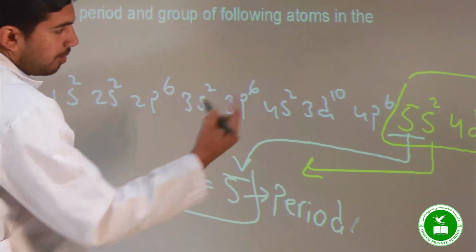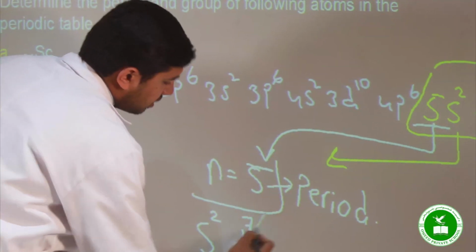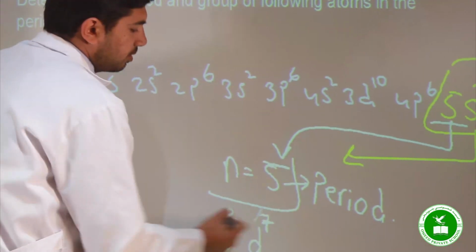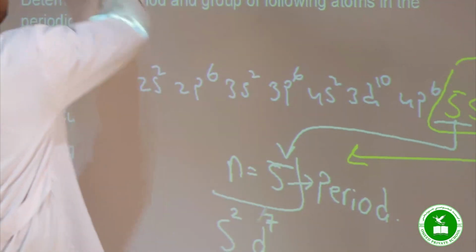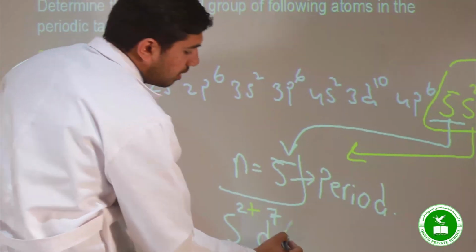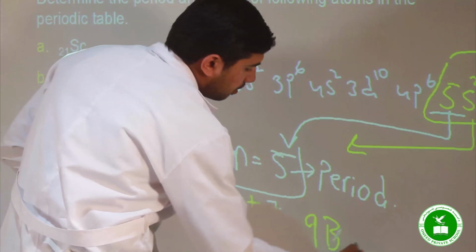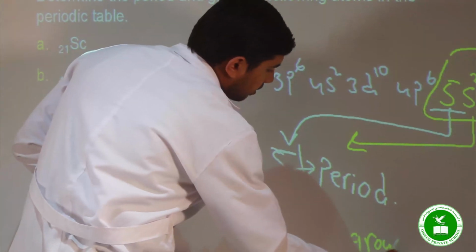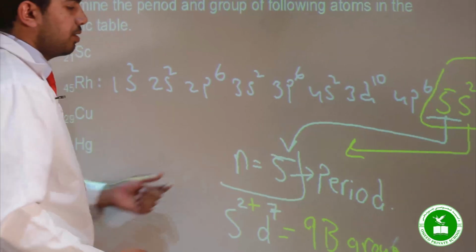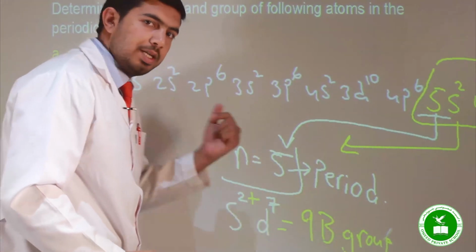Now, for finding the group, S2, D7, we had studied. 2 plus 7 gives us 9, and S and D make 9B group. So the location is 5th period, 9B group. Let's find this.